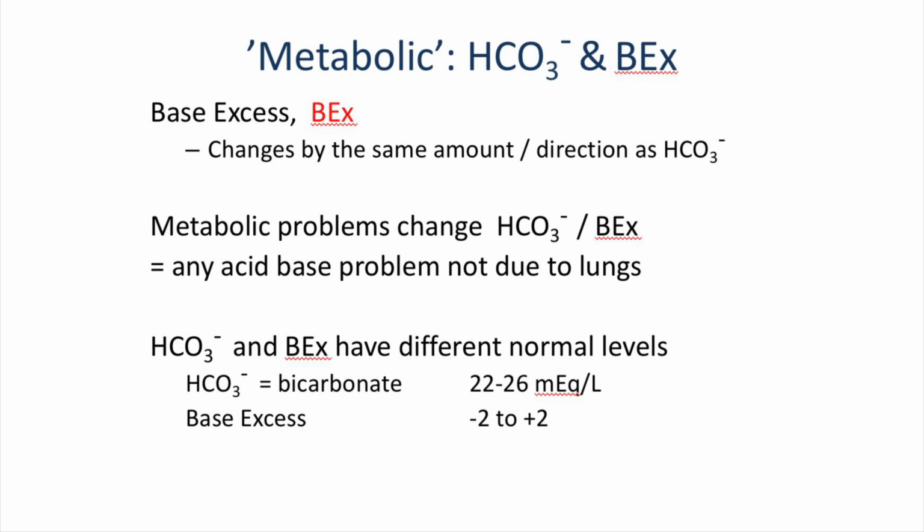So we've talked about pH, PCO2, and now we're going to talk about the third one, which is metabolic. So the metabolic measurements are bicarbonate and base excess. They move by the same amount in the same direction, but they have different normal values, as you can see here to the bottom of the slide. Metabolic disorders or metabolic acid-base changes are caused by anything that is not to do with the lungs, not to do with CO2. For us, this includes hypovolemia, sepsis, diabetic emergencies, renal, heart, and liver failure.